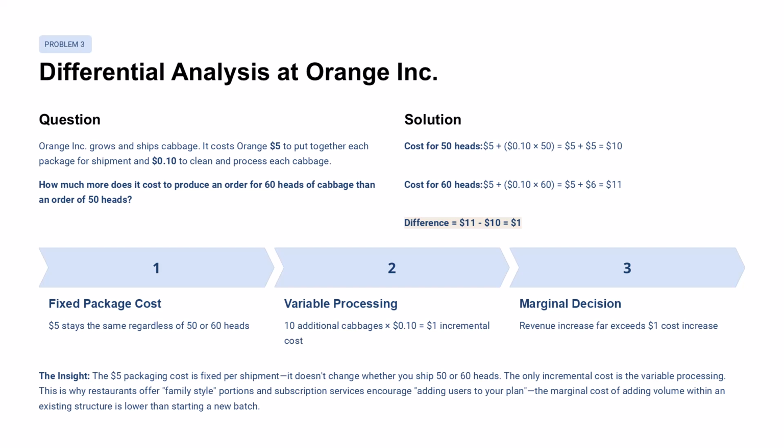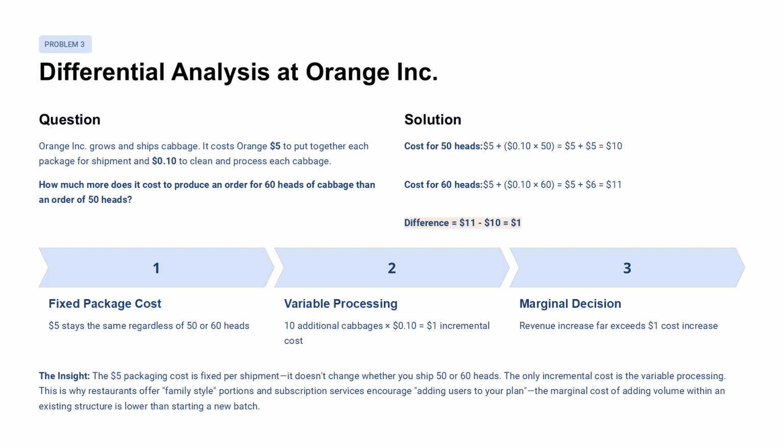But here's the insight the textbook won't give you. Why is the difference only $1 when you're getting 10 more cabbages? Because the $5 package cost is fixed per shipment. It doesn't change whether you ship 50 or 60 heads. The only incremental cost is the variable processing. 10 additional cabbages times 10 cents equals $1. That's the marginal cost of expansion within the same batch structure.